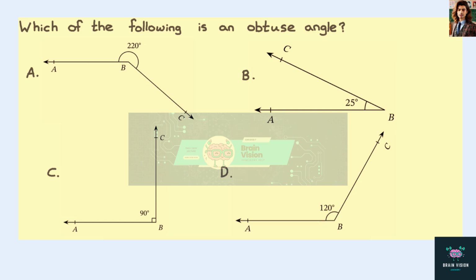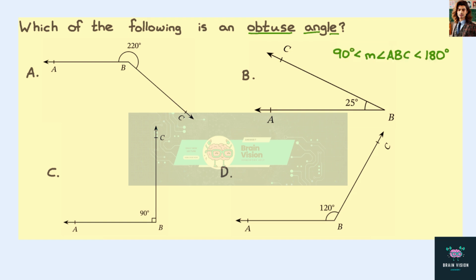Options A, B, C, D and E. In this question, we are asked to identify which of 5 given angles is obtuse. And we can do this by first recalling what is meant by an obtuse angle.